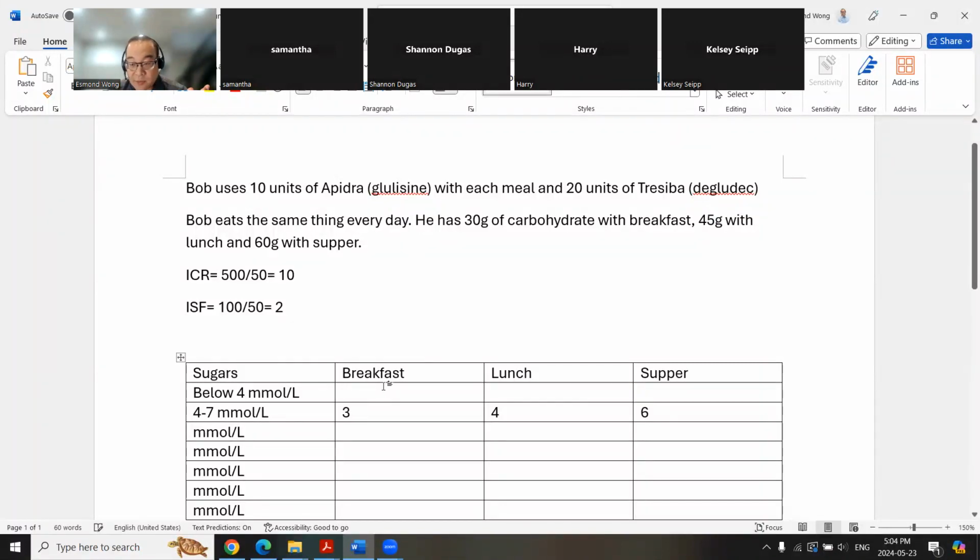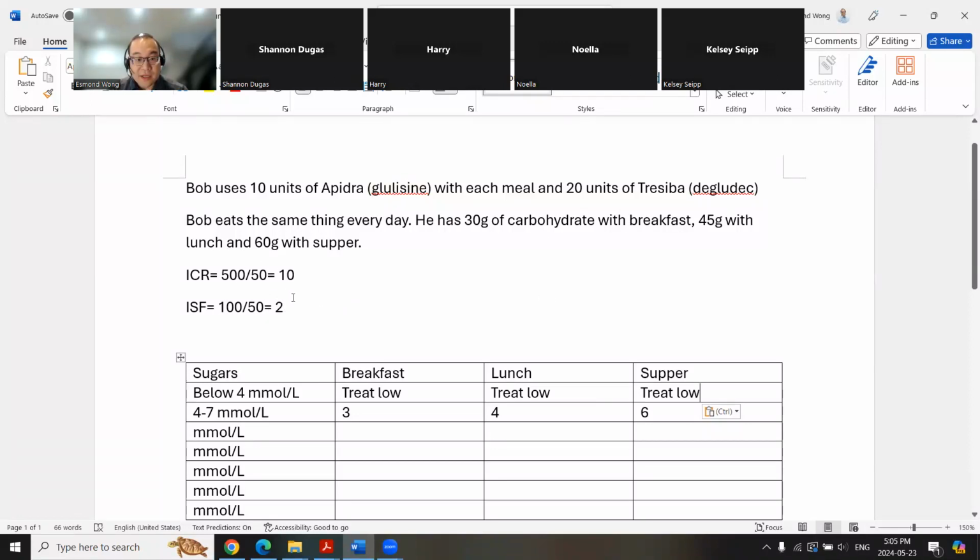If he's below 4 millimoles per liter, you would say don't take insulin, treat the low, have 15 grams of carbs afterwards, etc., as per the hypoglycemia chapter. So in all of these ones, it'd be treat low. Someone's unmuted. Okay, so treat low.